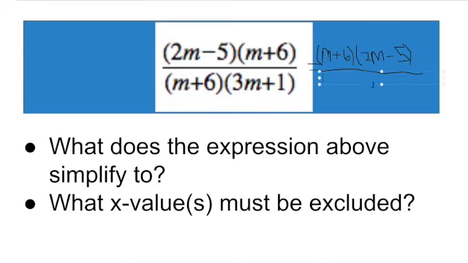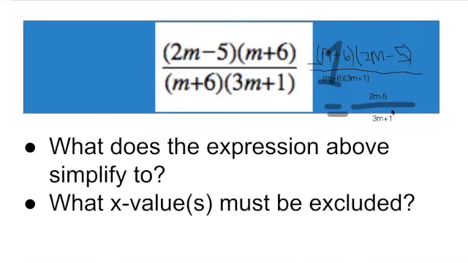Make a little text box down here. I'm going to leave the order the same because now my m plus 6 binomials are stacked on top of each other. Okay, so you see now we have the separation of multiplication. We can make a big 1 with the m plus 6 over m plus 6. And what we have left is the 2m minus 5 and the 3m plus 1. So that would be our simplified rational expression.